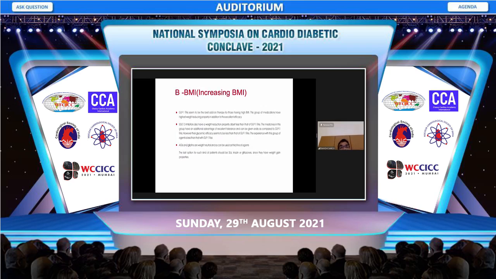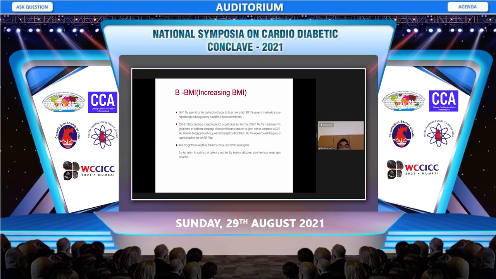BMI is very, very important. The higher the BMI, you would like to add a molecule which will not further increase the weight of the patient, while you should use the molecule which will decrease the weight. And that's the reason the BMI of the person who is sitting in front of you, to decide the therapy, is also very, very important.